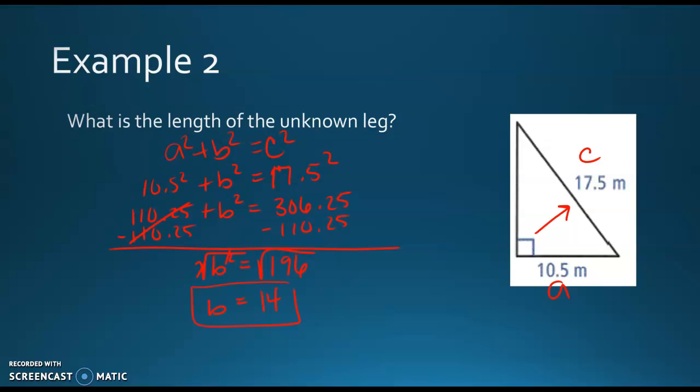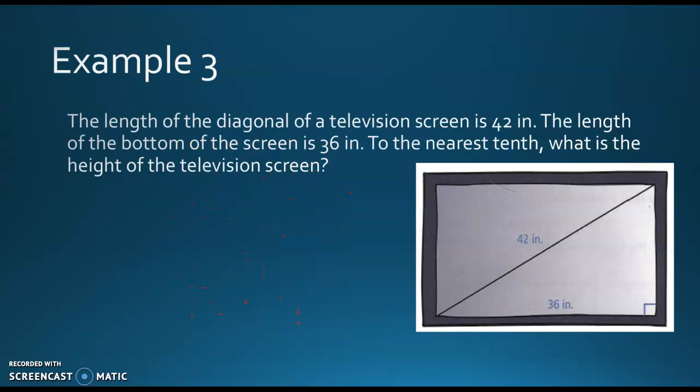So now we're going to get into some word problems. The length of the diagonal of a television screen is 42 inches. The length of the bottom of the screen is 36 inches. To the nearest tenth, what is the height of the television screen?